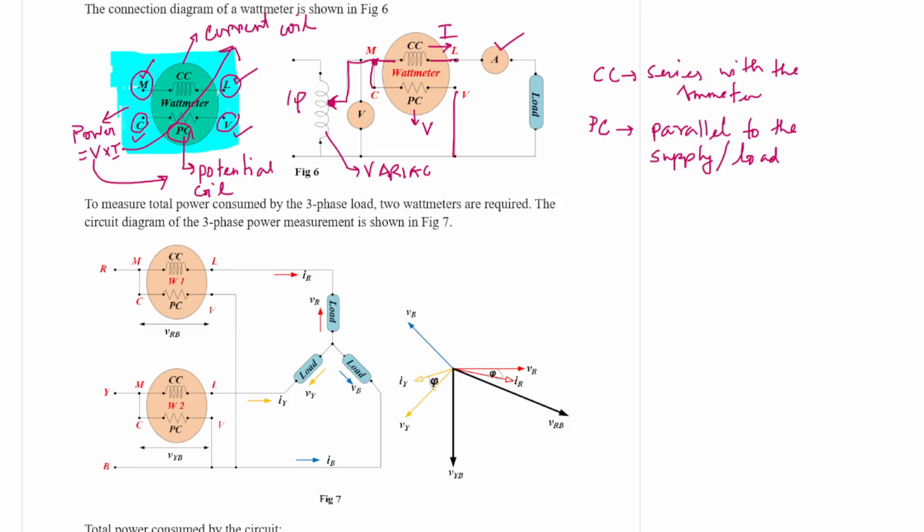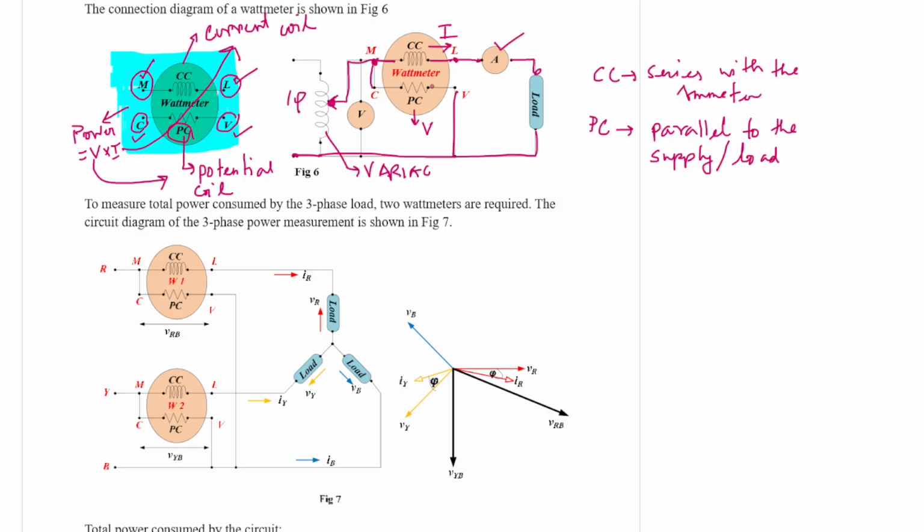Then from the L terminal, an ammeter is connected in series. Then from that ammeter, we have connected a load in series, and this load is coming to the return path to the source in this fashion. So this completes the circuit.